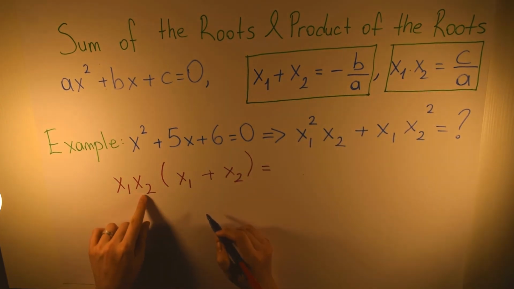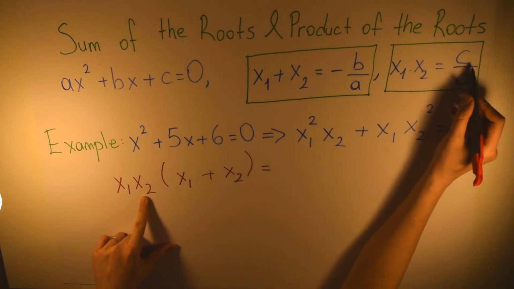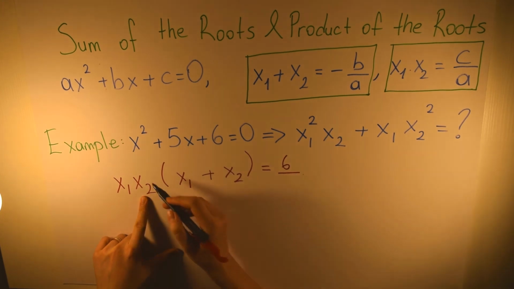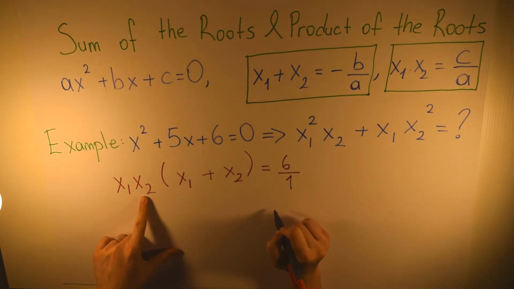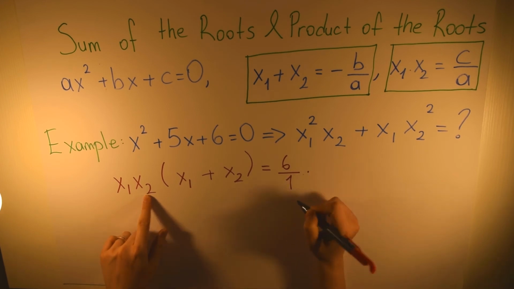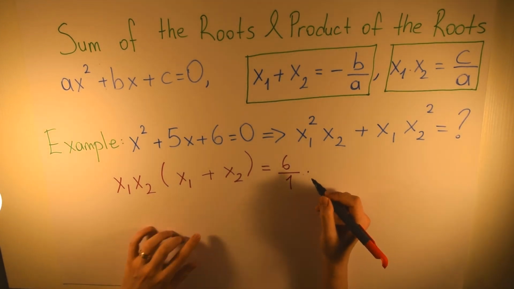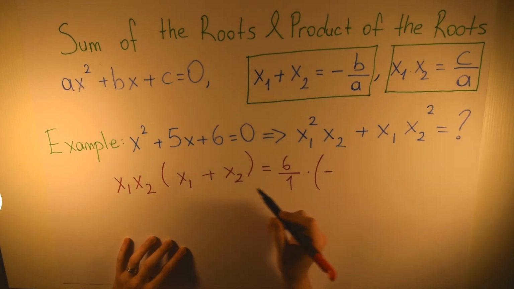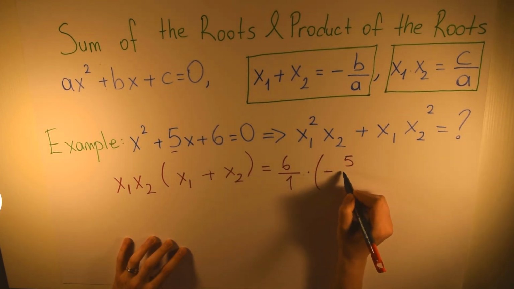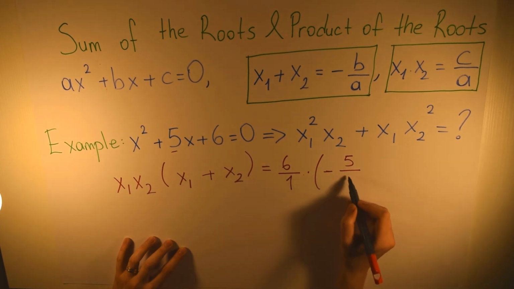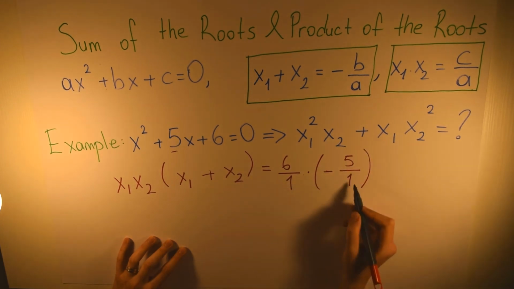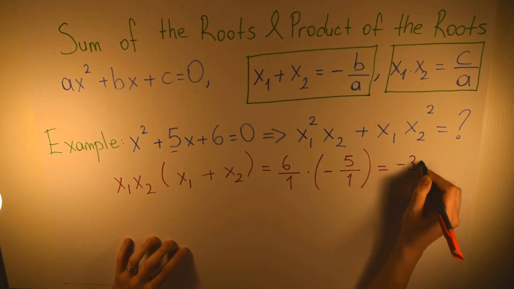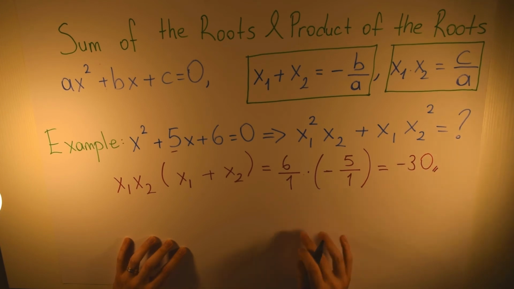Okay, so x1 times x2 is equal to c over a. Our c is 6 and our a is 1, right? And after that, times x1 plus x2, which is equal to minus b over a. So minus b is minus 5, over a, which is equal to 1, right? So this is 6, this is minus 5. When I multiply these together, I will get minus 30, and this will be the solution for our example.